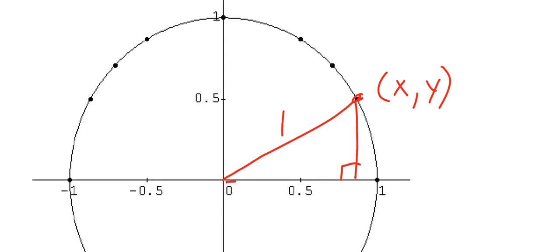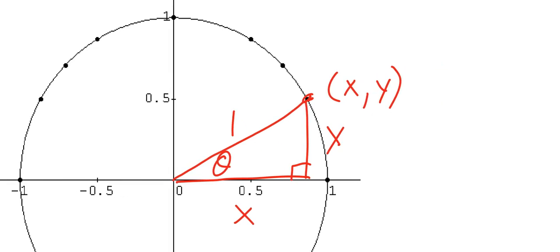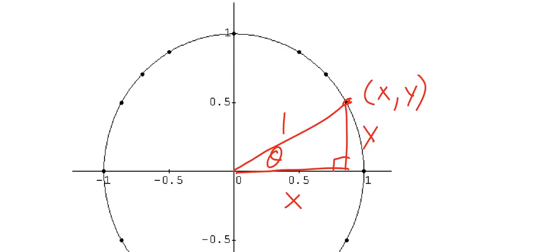Which side would you call x? X is your horizontal on the bottom, and y would be your vertical on the right side. Okay. And can you tell me, from your vast experience, what x squared plus y squared equals? 1 squared, also known on the street as 1. But you're right, it is 1 squared.